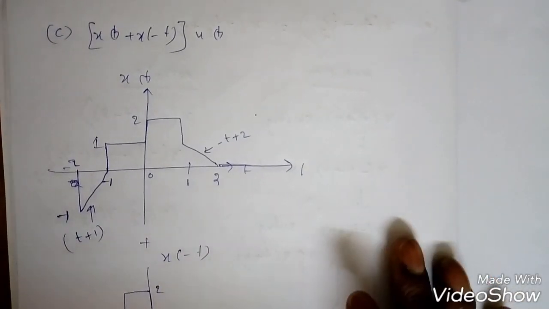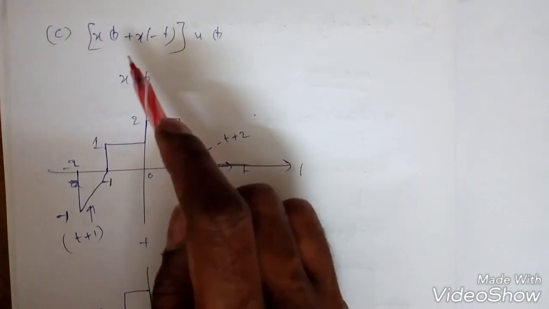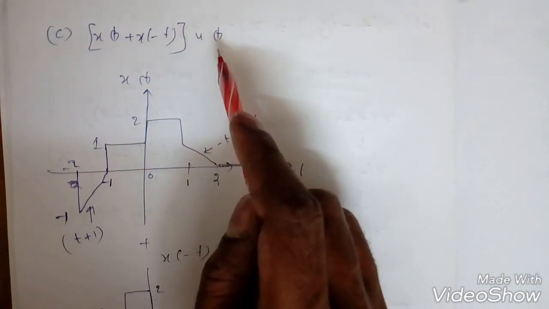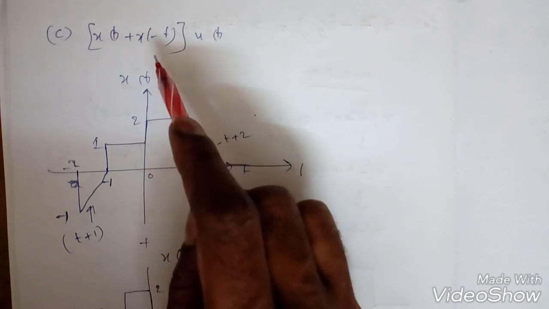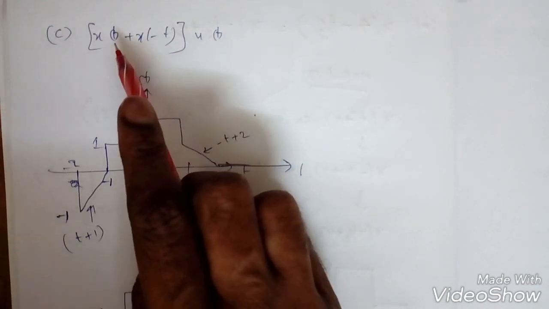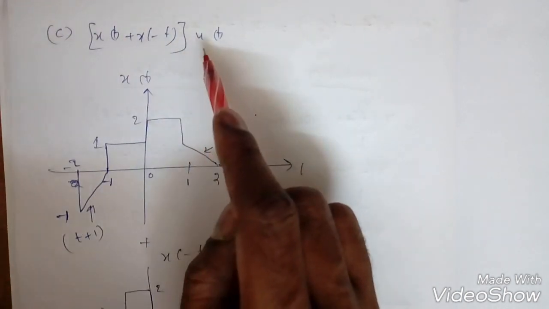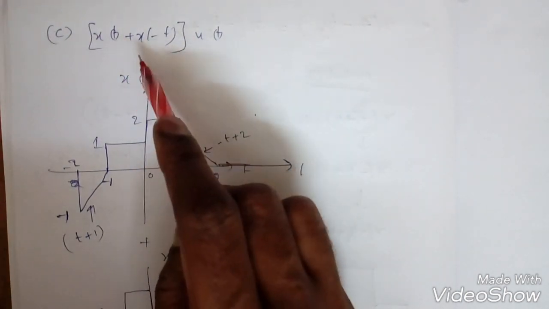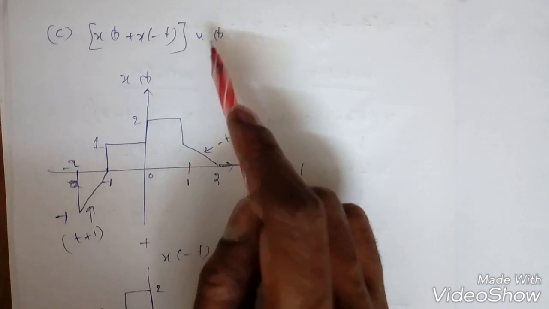Next we will do this question, that is x of t plus x of minus t, into u of t. First we will do the reversal, then we will add it with x of t, then we will multiply the whole thing, x of t plus x of minus t, into u of t.